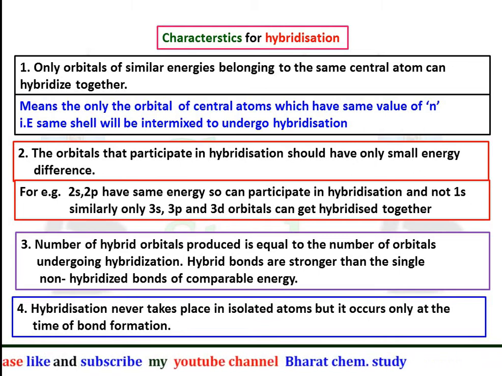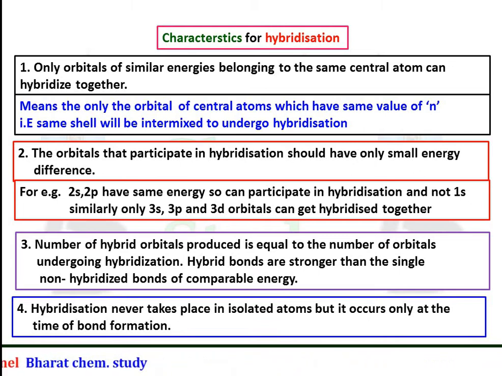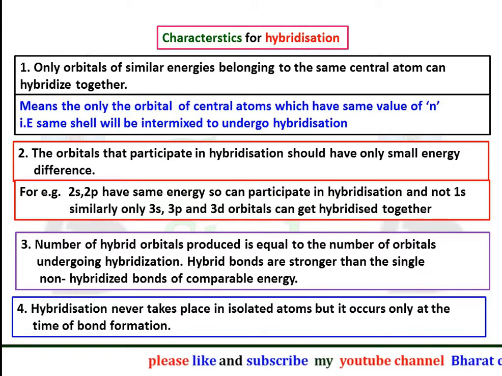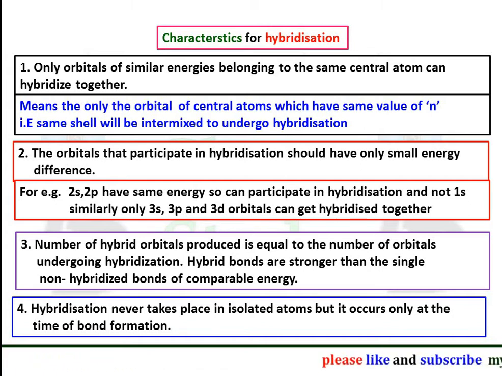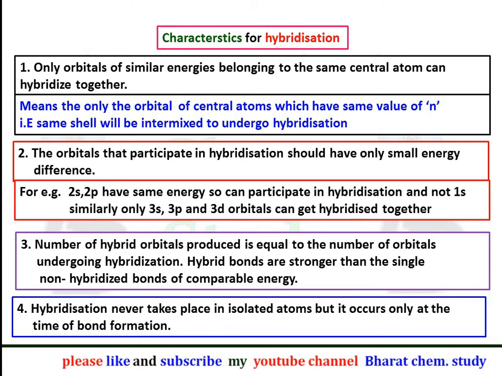Fourth point, hybridization never takes place in isolated atom but it occurs only at the time of bond formation. मतलब ये है कि किसी भी एटम में अपने आप हाइब्रिडाइजेशन नहीं होगी. कोई भी एटम उस वक्त हाइब्रिडाइजेशन करेगा जब वो किसी के और के साथ बॉन्ड बनाने जाएगा.